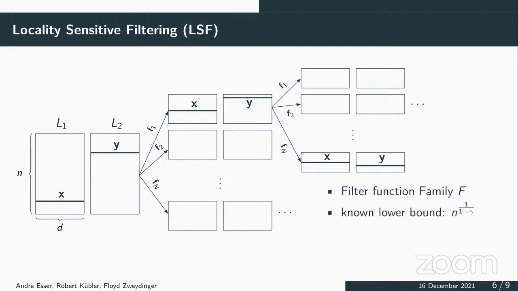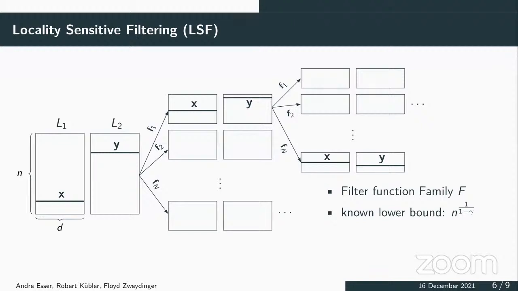So it's a well-known result that every algorithm based on this LSF framework has a time lower bound of n to the power of 1 divided by 1 minus gamma. So you already get the sense that this whole procedure is heavily depending on the choice of our filtering functions. In our paper, we choose the filtering function to be the distance on certain coordinates, a relative distance, to a randomly chosen element.